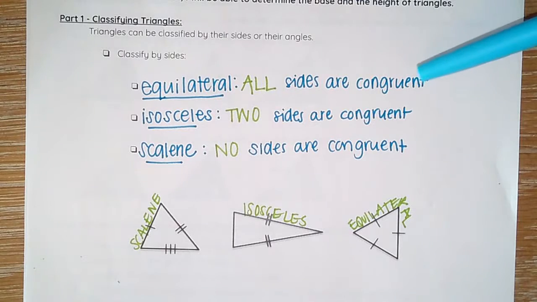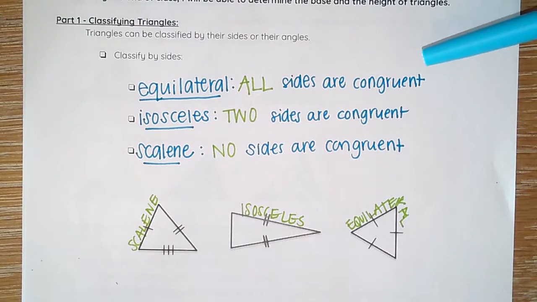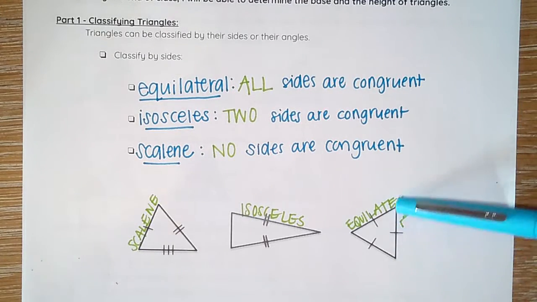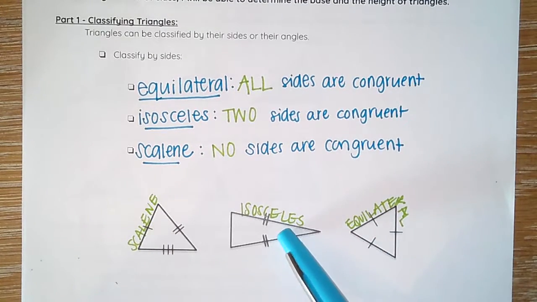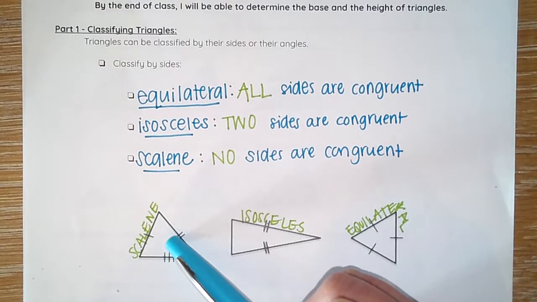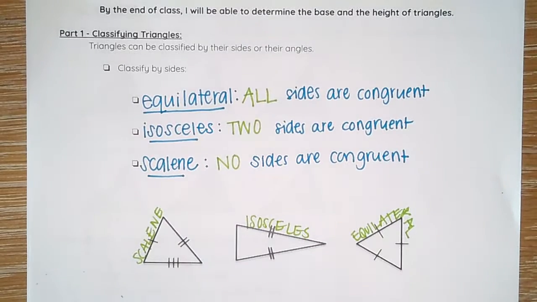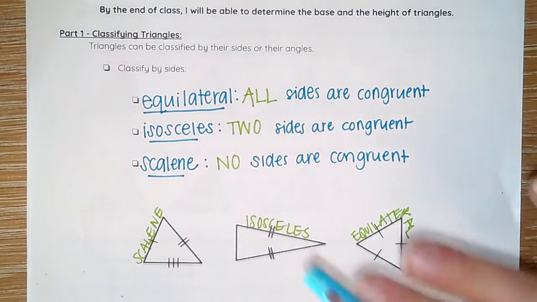Quick reminder here, congruent is going to mean the same length side. So they are the same. So here, three sides are the same. Here, two sides are the same. And here, no sides are the same. Okay, so that's how we classify by sides.